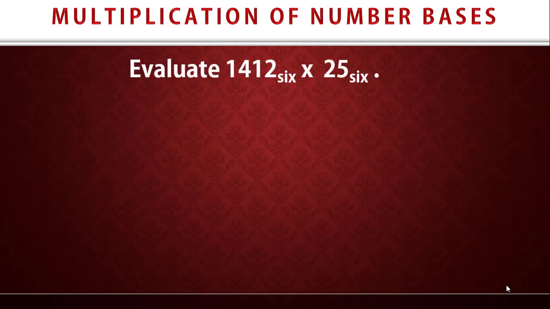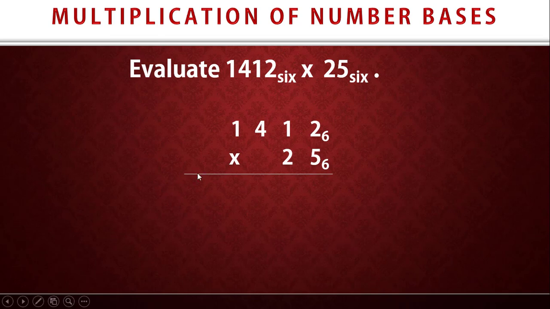Now is the time to walk you through example 2. In this example, we are asked to evaluate 1412 in base 6 times 25 in base 6. So try to arrange your numbers first. 1412 multiplied by 25, all in base 6. Then rule a single line.